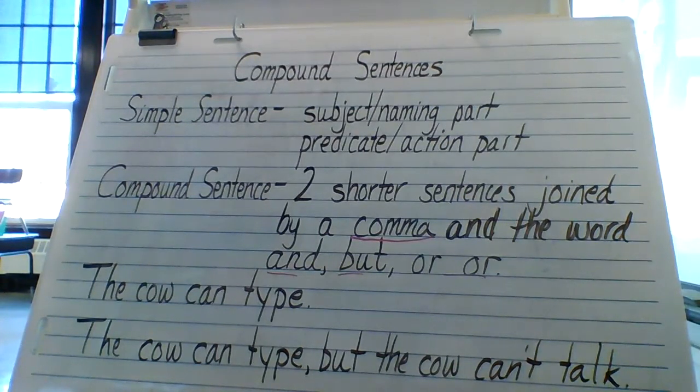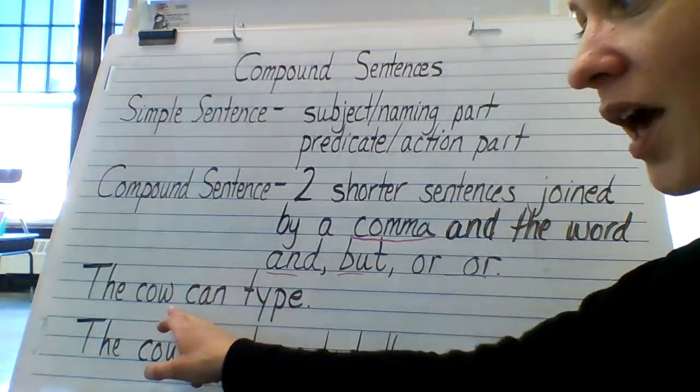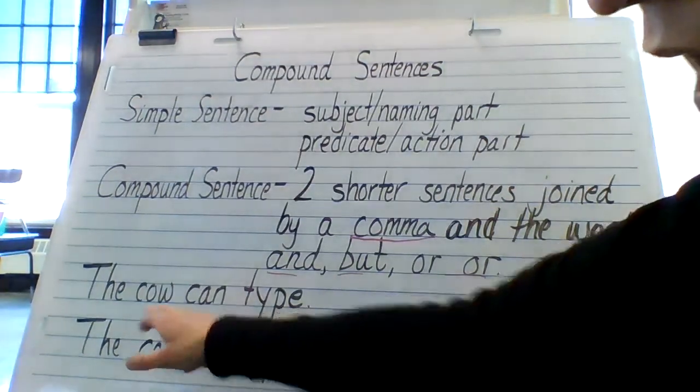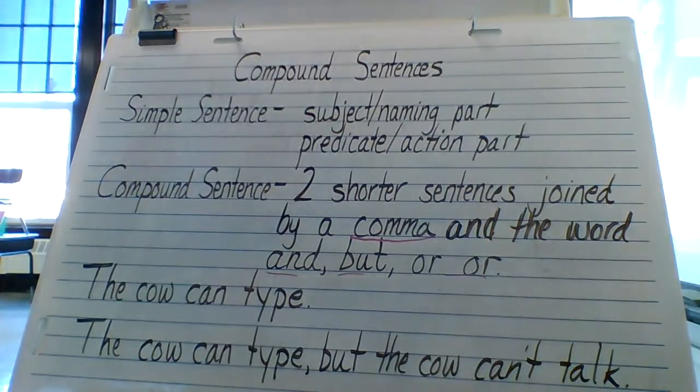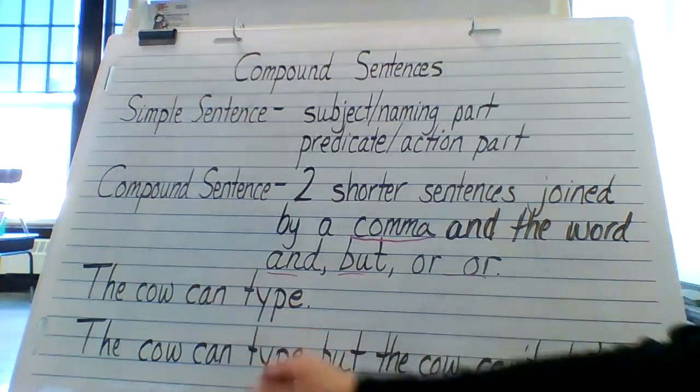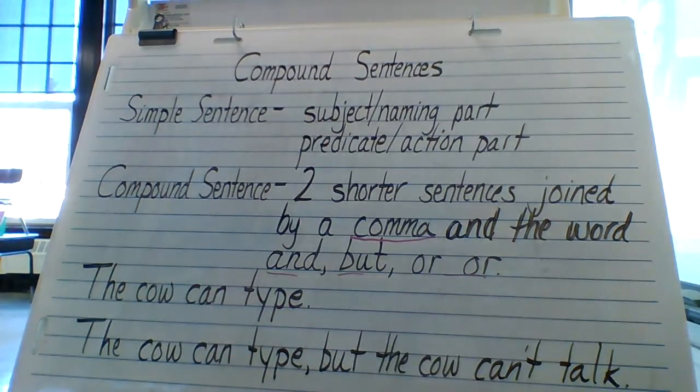So here we have the sentence, the cow can type. So this sentence is a simple sentence. We know that the subject of the sentence is cow, and we know that the action is type, okay, that the cow can type, all right? When I look, I know that the cow can't talk, so I want to add that to my sentence.